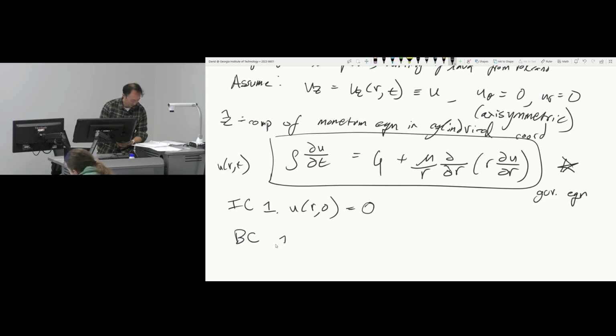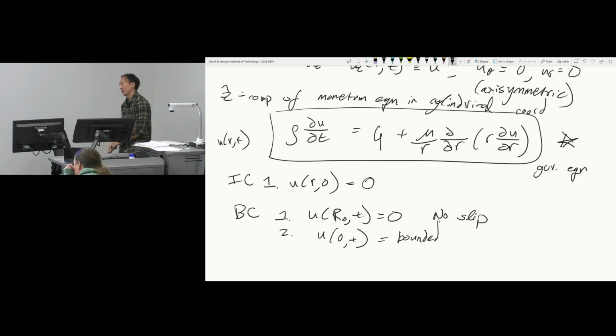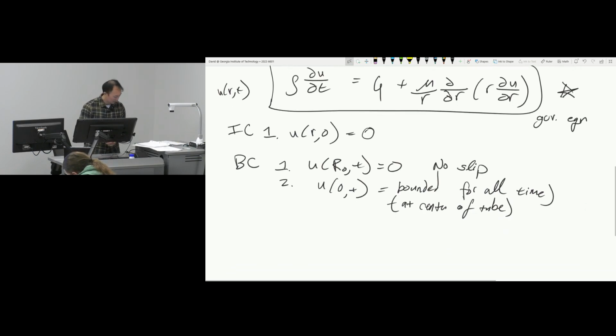And my boundary conditions are that basically at the wall, I don't have any slip. And that I want u to stay bounded, because a lot of you, if you remember when you solved the z-hat momentum equation, there was a log term when you solved that, and we don't want that because bad things are going to happen at r equals 0. This is basically at the center, in particular at the center of the tube. That's where bad things happen.